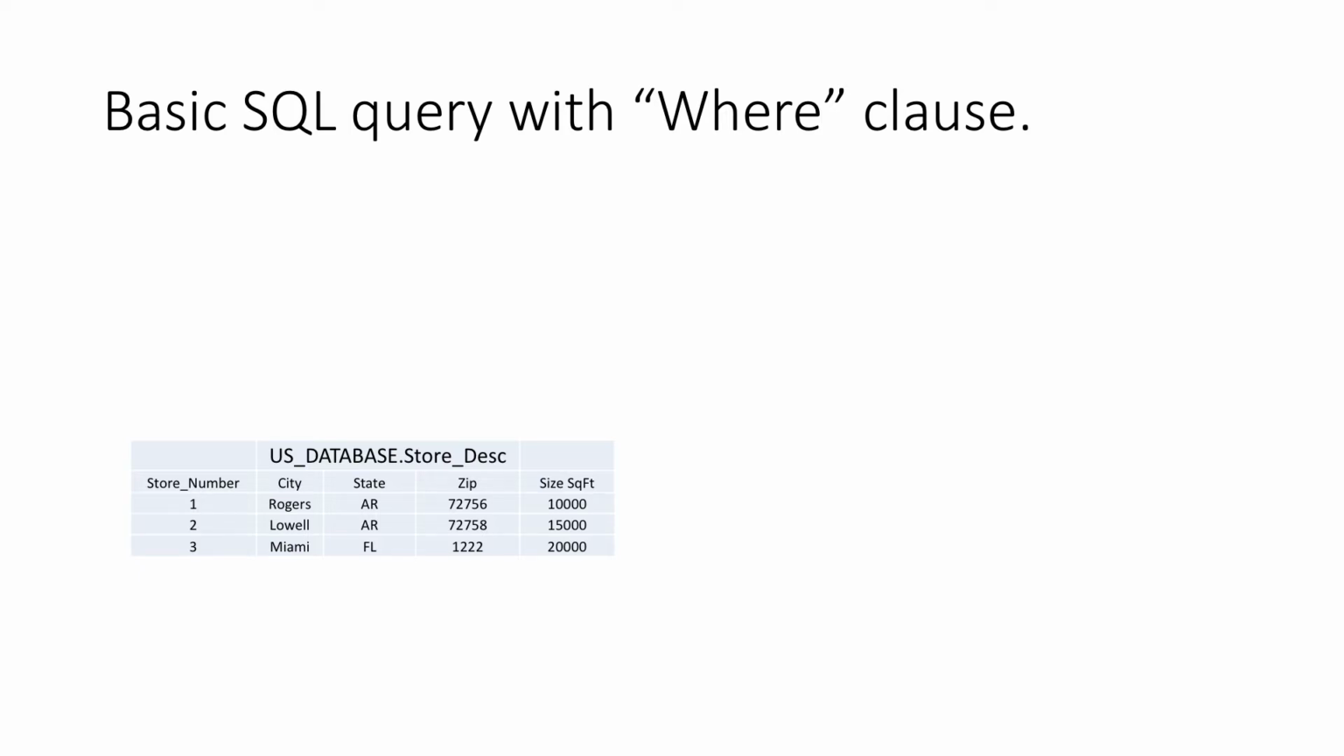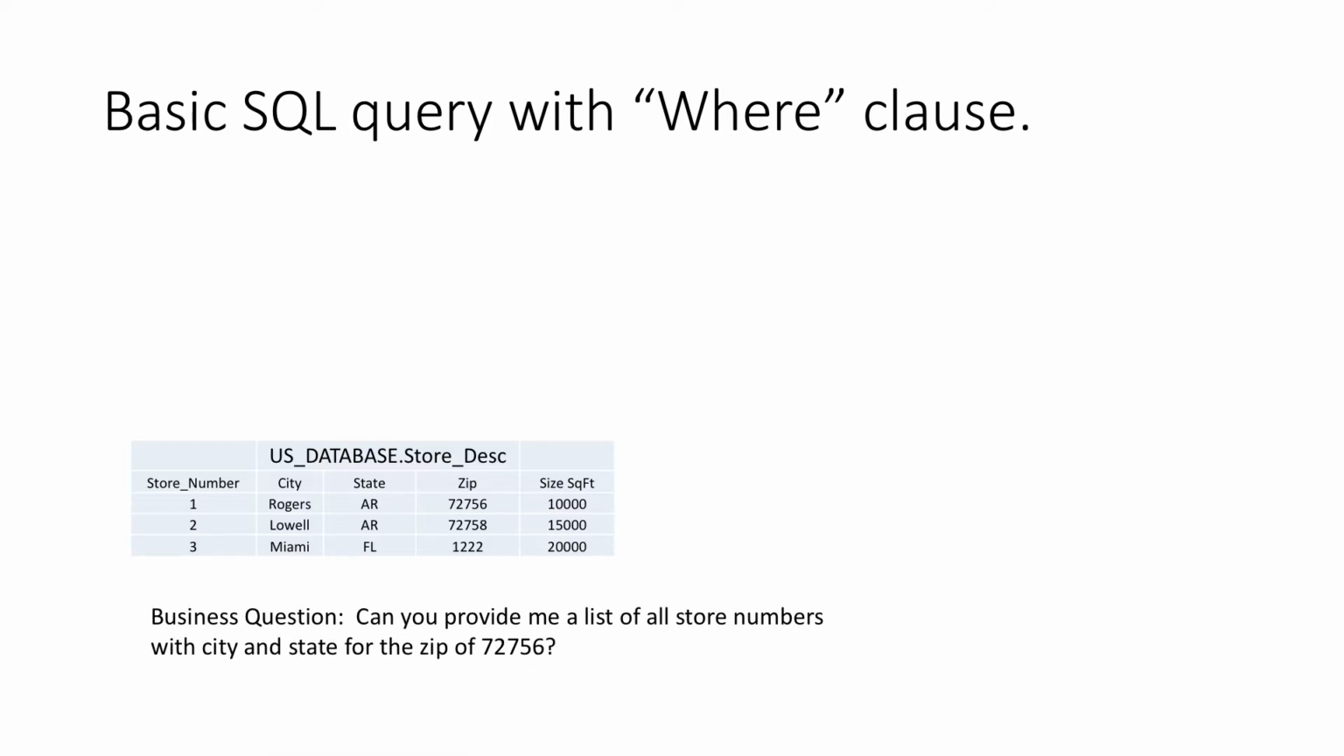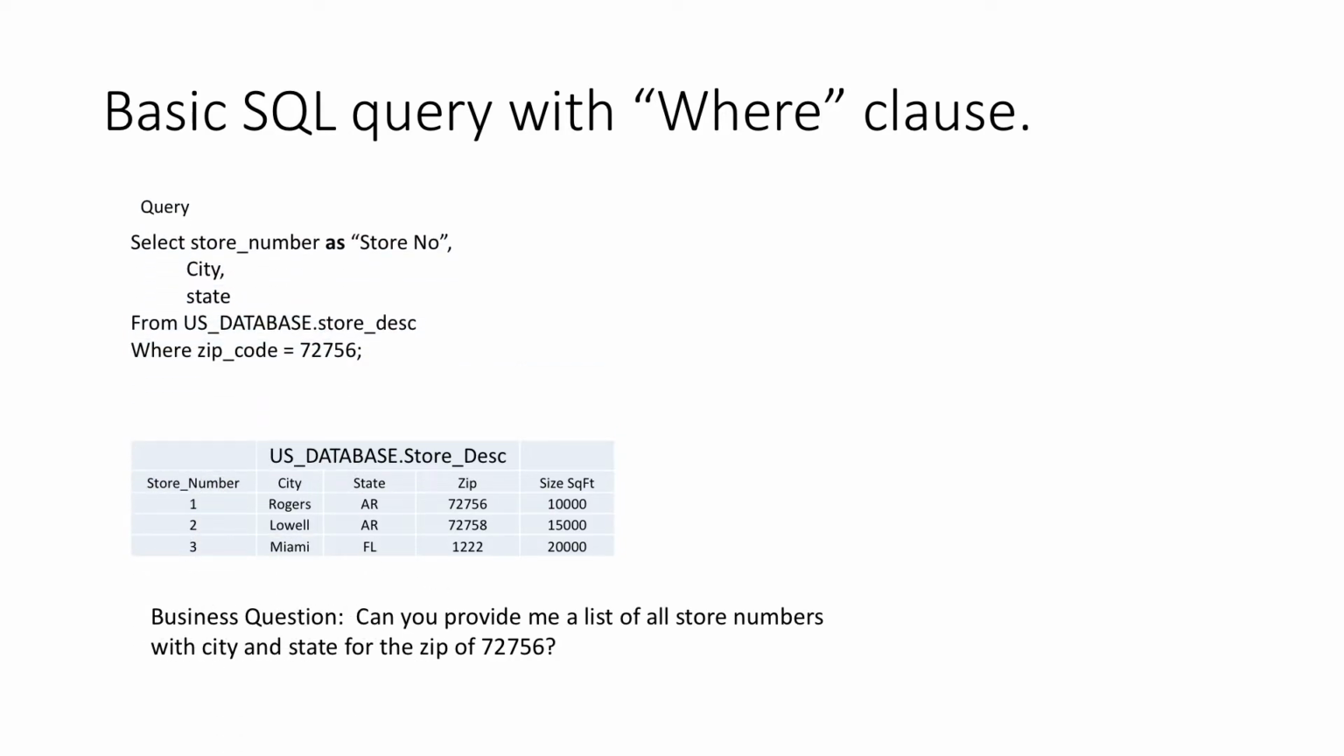Again, this is just for an example. We have our US database store desk table, and we get the question, can you provide me a list of all the store numbers with city and state for the zip code of 72756? So basically what they're asking for is they want a result set with store number, city, and state for this zip code. Here's a query. Select store number, it's the name of the column, as store NO, and we'll go over this later. City, state from this database, this table, and this is where we use the filter, where zip code equals 72756.